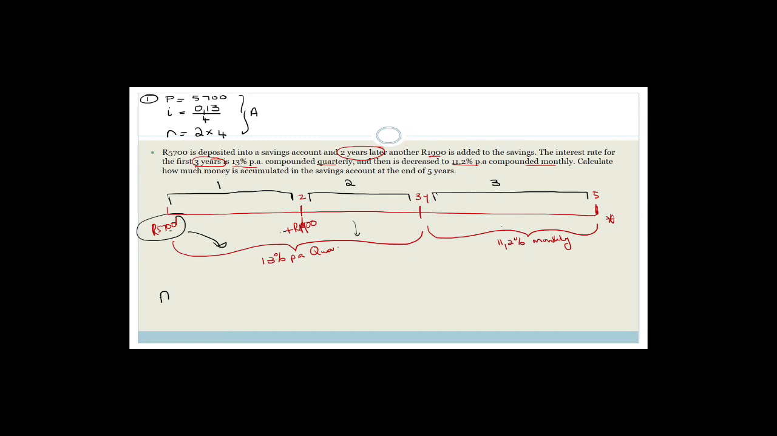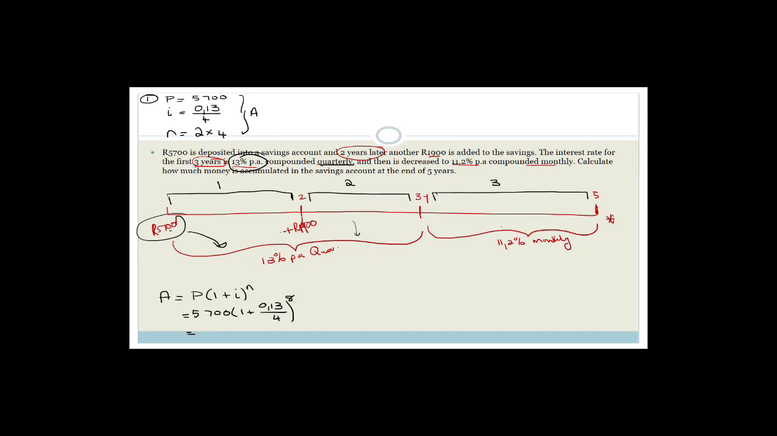So we've got A is equal to P times (1 plus i) all to the power of n. The principal is 5,700. 1 plus i is 1 plus 0.13 over 4. Why? Because it's 13% per annum, so 13 divided by 100 is 0.13. But it's compounded quarterly, which means I have to divide it by 4. And then the number of periods is 2 years times the 4 for quarterly, so it's 8. So let's pop that into our calculators.